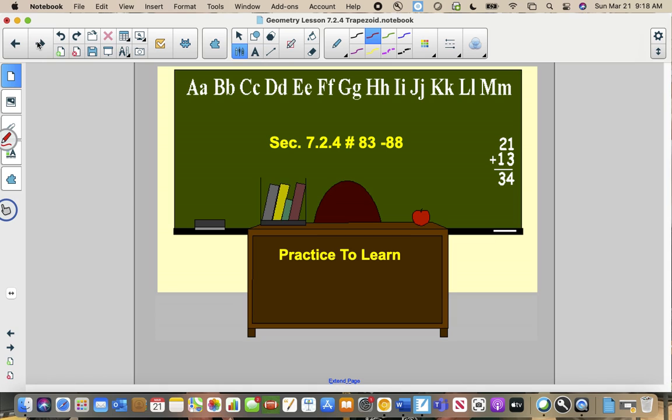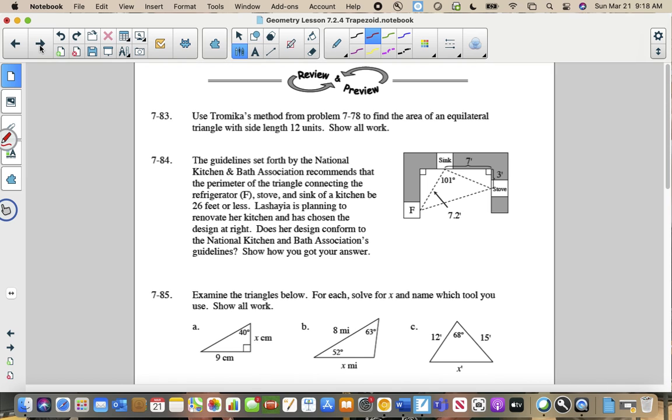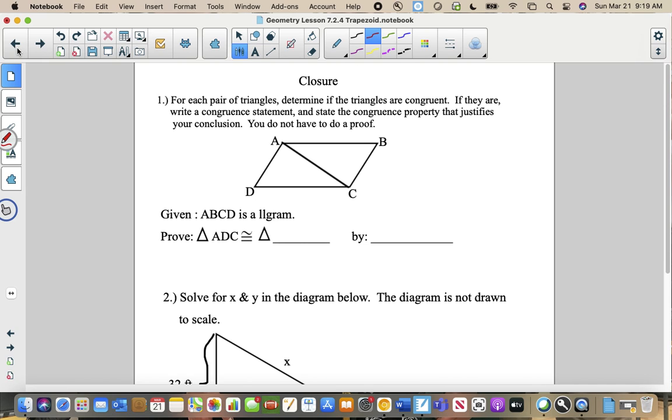Now, your assignment is 7-24, numbers 83 through 88. And there it is. Go to your CPM electronic book to do those. I want to go to the closure. Okay, for each pair of triangles determine, so pause this and go ahead and try and do this.